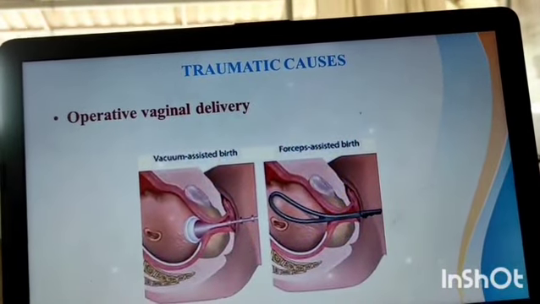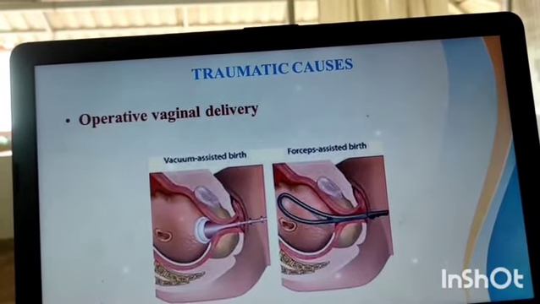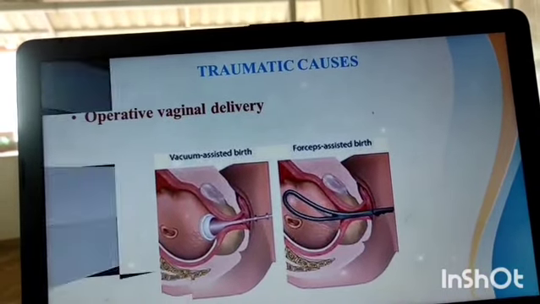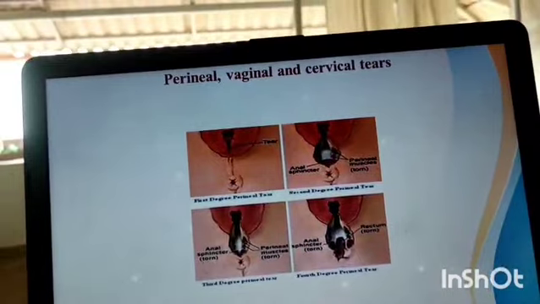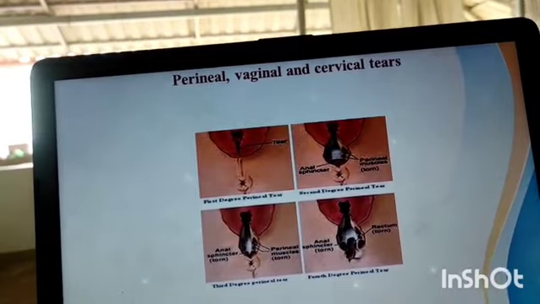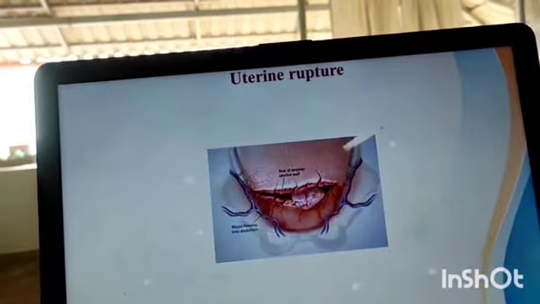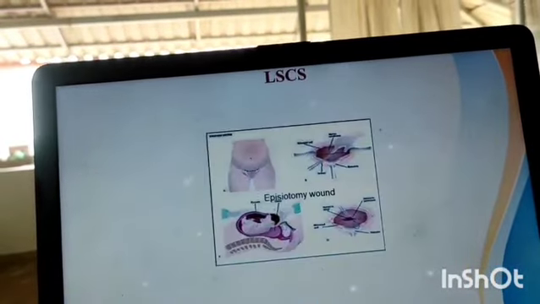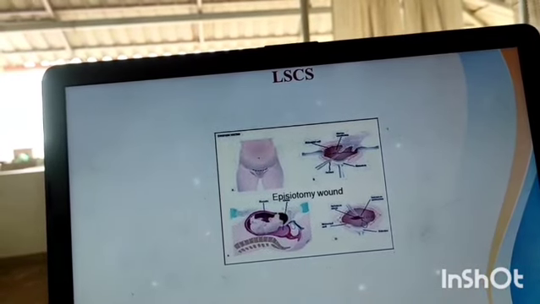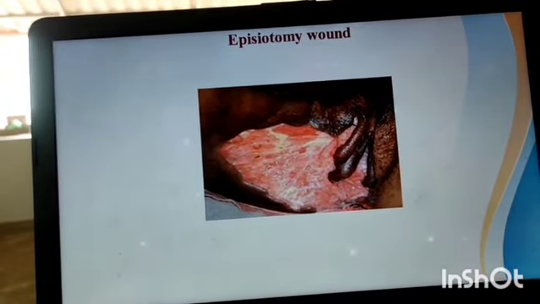Then what are the traumatic causes of postpartum hemorrhage? First one is operative vaginal delivery like forceps and vacuum delivery. Then if the mother has any perineal, vaginal or cervical tears, that will also cause PPH. Then lower segment tears also cause PPH. Then uterine rupture. Then LSCS, lower segment cesarean section, increases the risk of getting PPH. Then episiotomy wound will also cause PPH.